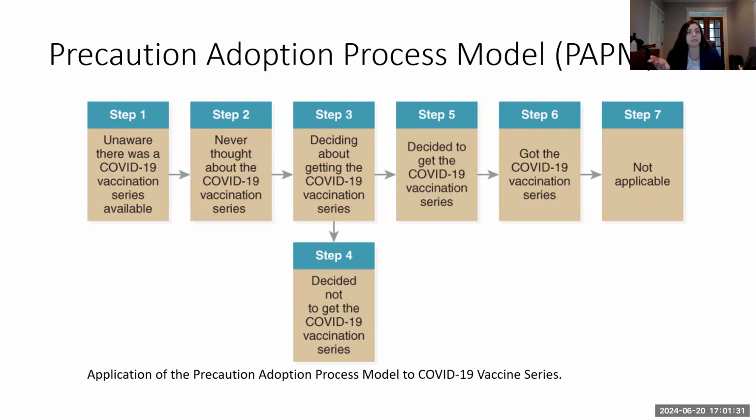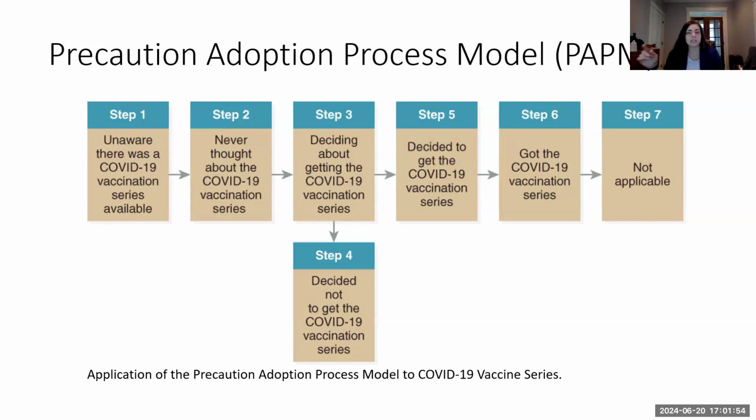They said, oh, I never really thought about it. They think about it, they move to step three, and they make a decision. Maybe they decide not to get the vaccine. And you'll notice that goes down. We're done with the process. You didn't get the vaccine. You decided not to get the vaccine. Or maybe they did decide to get the vaccine. They get the vaccine, and then they're done.